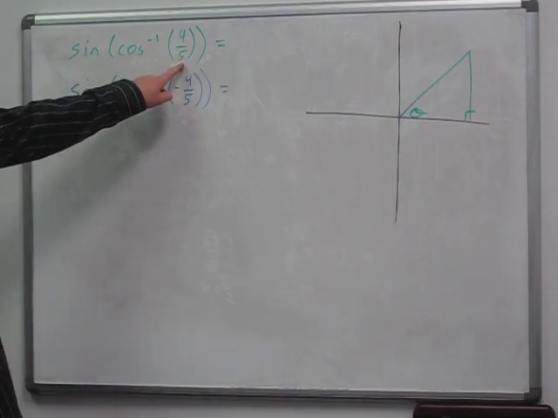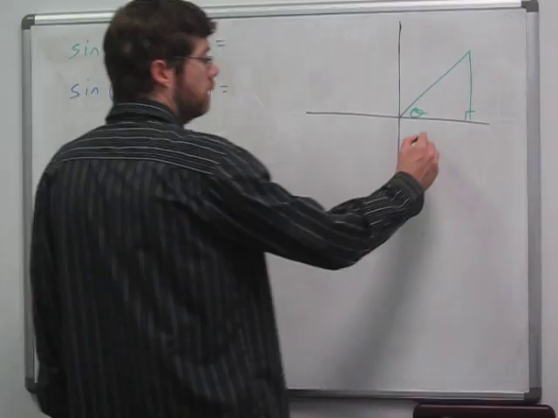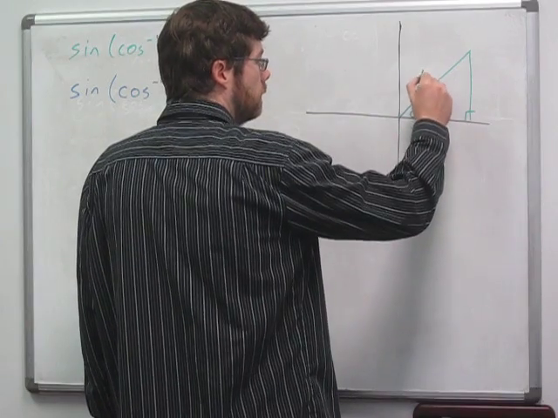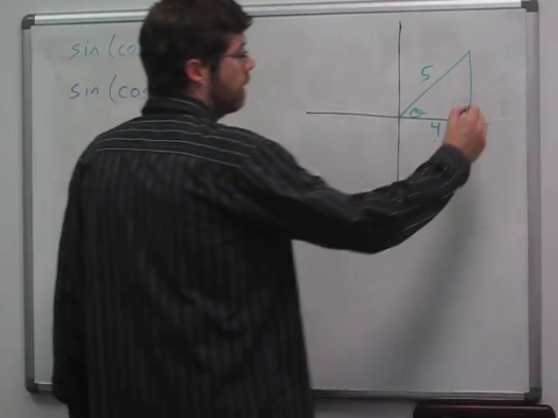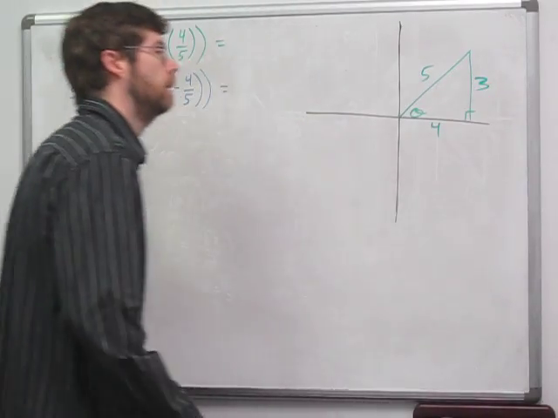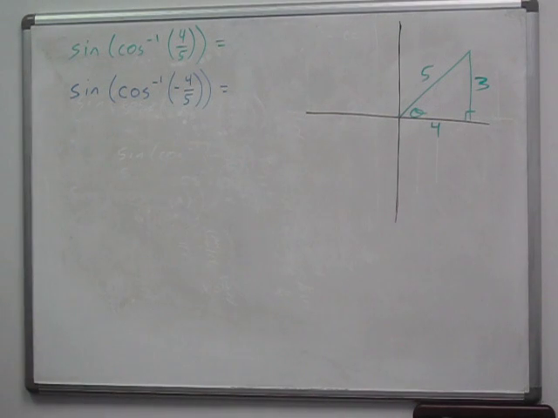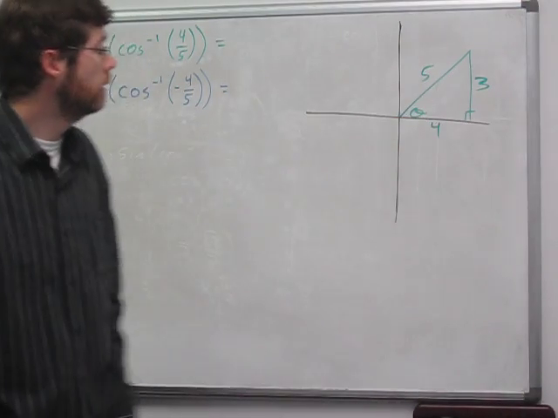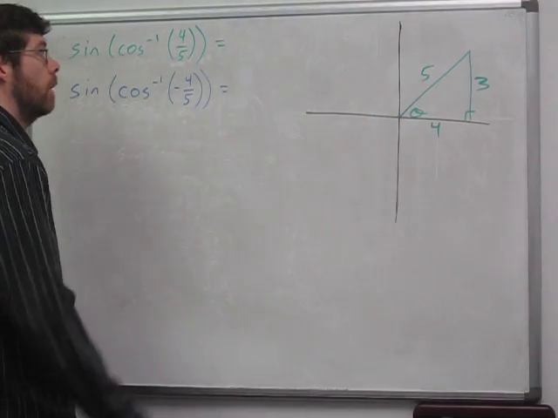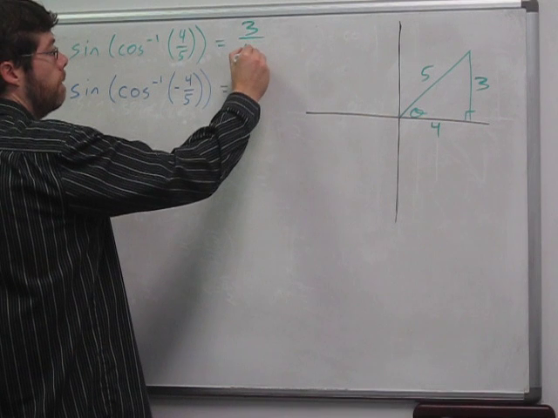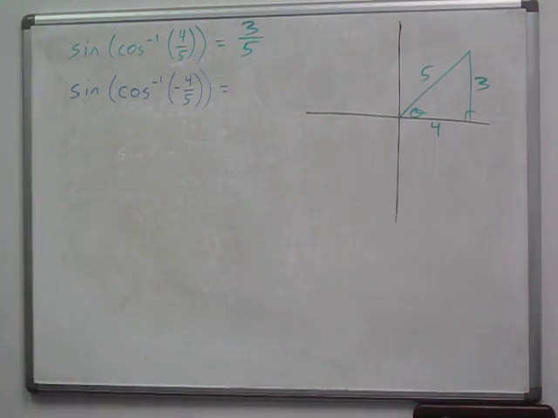I get a cosine value of 4/5, so I'm going to use 4 for the adjacent leg and 5 for the hypotenuse. By the Pythagorean theorem, that makes the opposite leg length 3. So the sine of this angle, whatever this angle happens to be, is going to be positive because it is in quadrant 1, and it's going to be a positive 3/5.